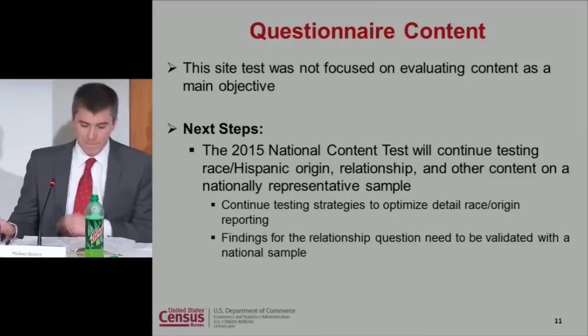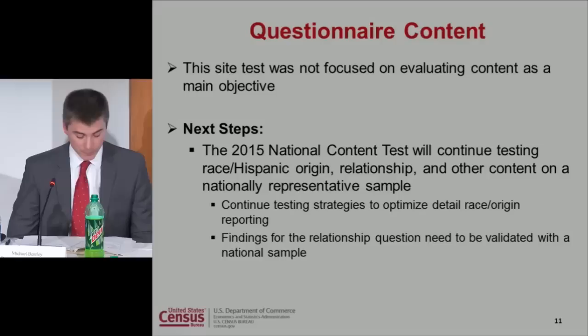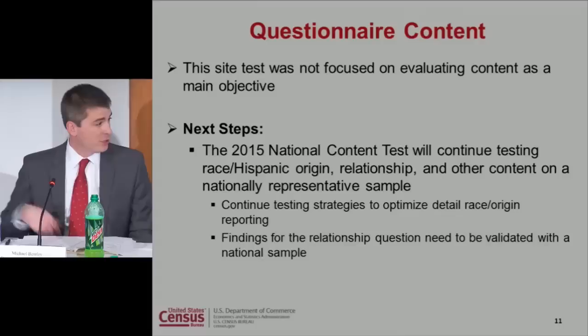I do want to reiterate once again that this was a site test and not focused on evaluating content as a main objective. The 2015 National Content Test will continue testing race and Hispanic origin, relationship, and other content on a larger, nationally representative sample. Among other things, this will include testing different approaches to optimize detailed race and origin reporting online. And findings from the relationship question need to be validated with a national sample. Next, Tom is going to provide some results on the use of administrative records in the 2014 test.